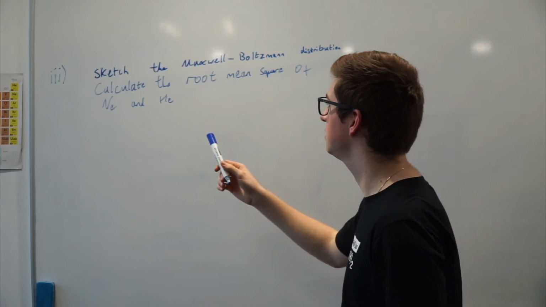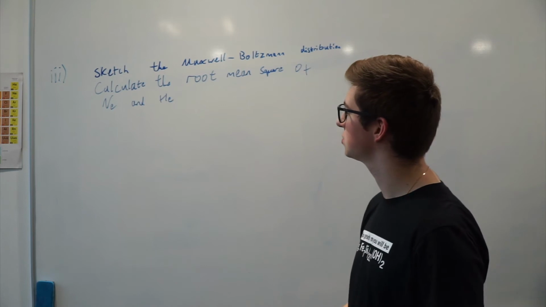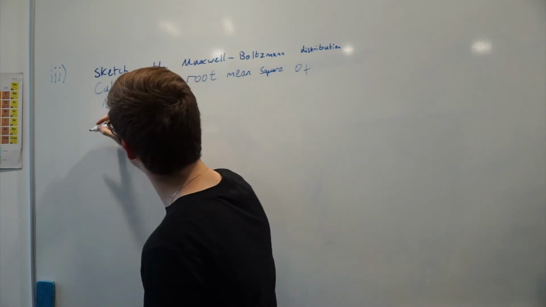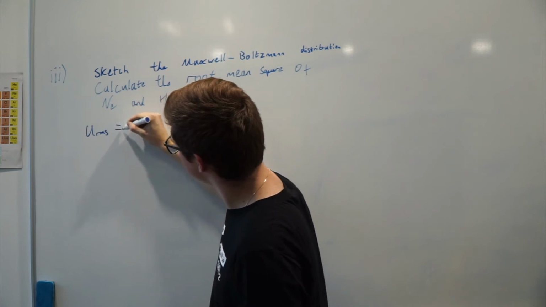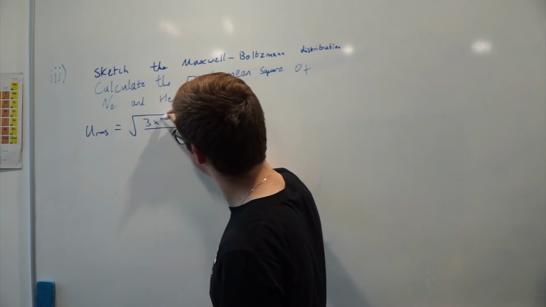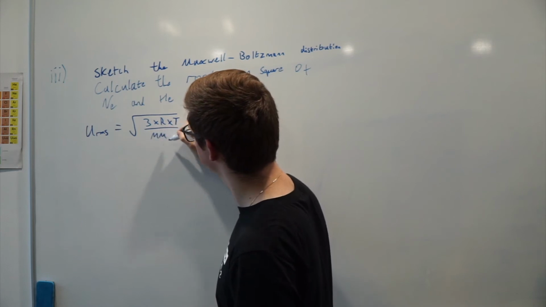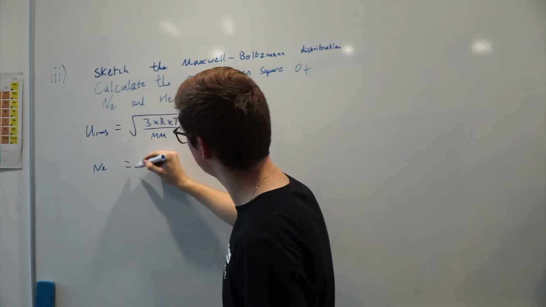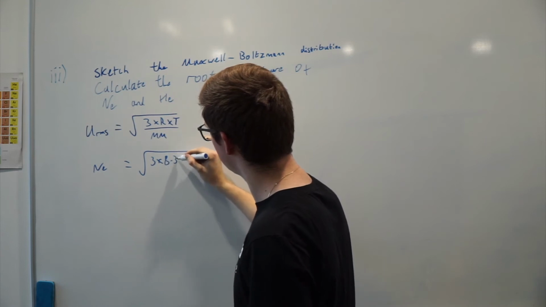Alright, now finally we need to sketch a Maxwell-Boltzmann distribution of neon and helium in the system, and also calculate the root mean square speed of neon and helium. The root mean square is an equation which is u, the square root of 3 times R, which is a constant, times T, which is temperature, divided by the molar mass, whatever it is you're looking at. For neon, the square root of 3 multiplied by 8.314.